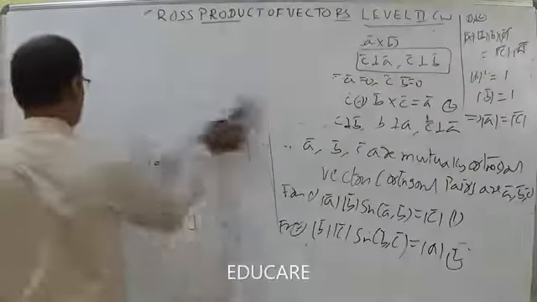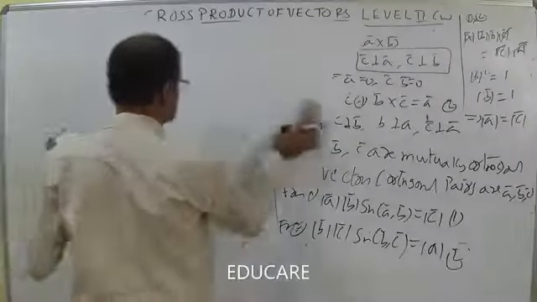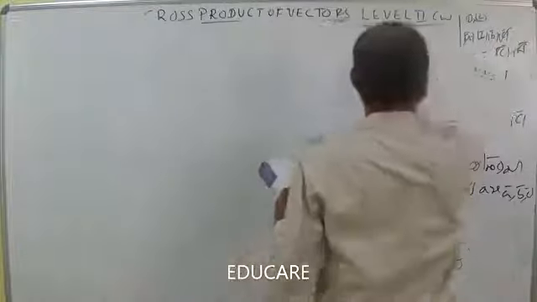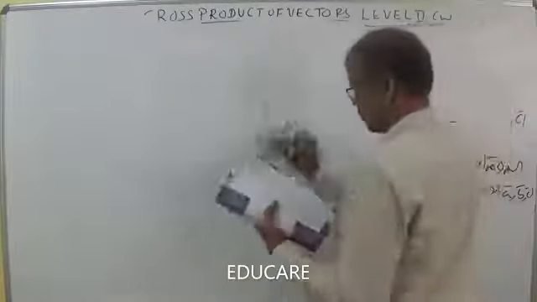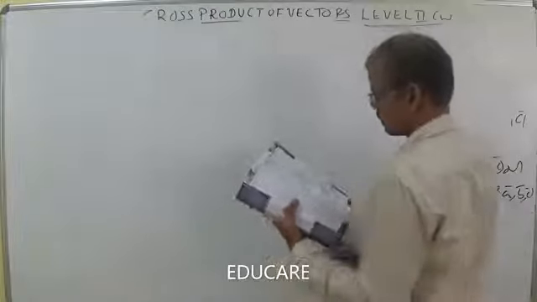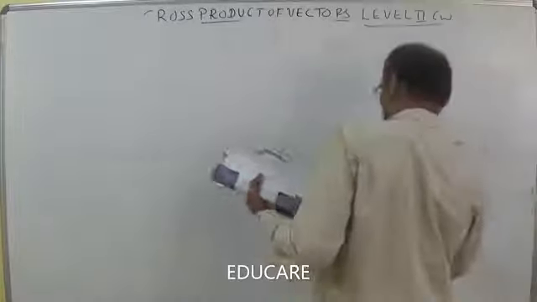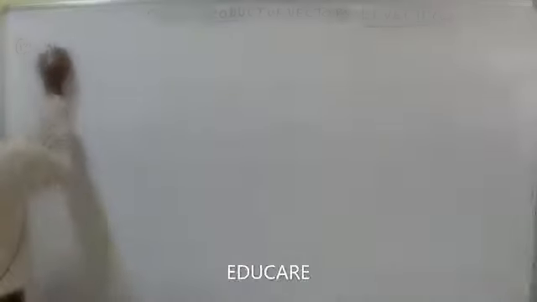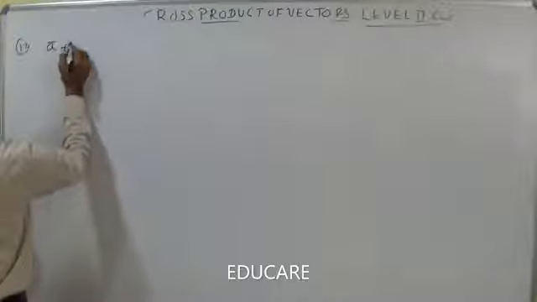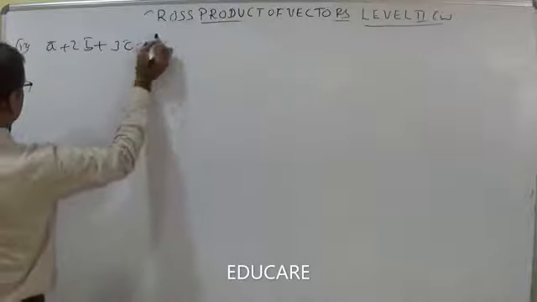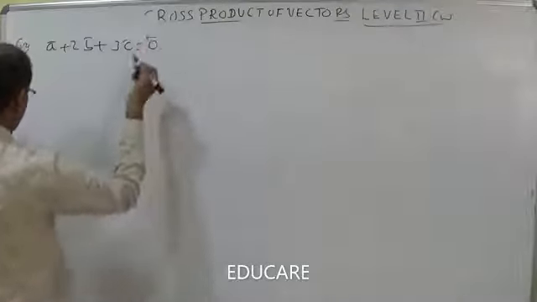A bar plus 2B bar plus 3C bar is equal to 0 bar. It is a null vector. The summation of 3 vectors is given as 0 bar. The 12th one: A bar plus 2B bar plus 3C bar is equal to 0 bar.